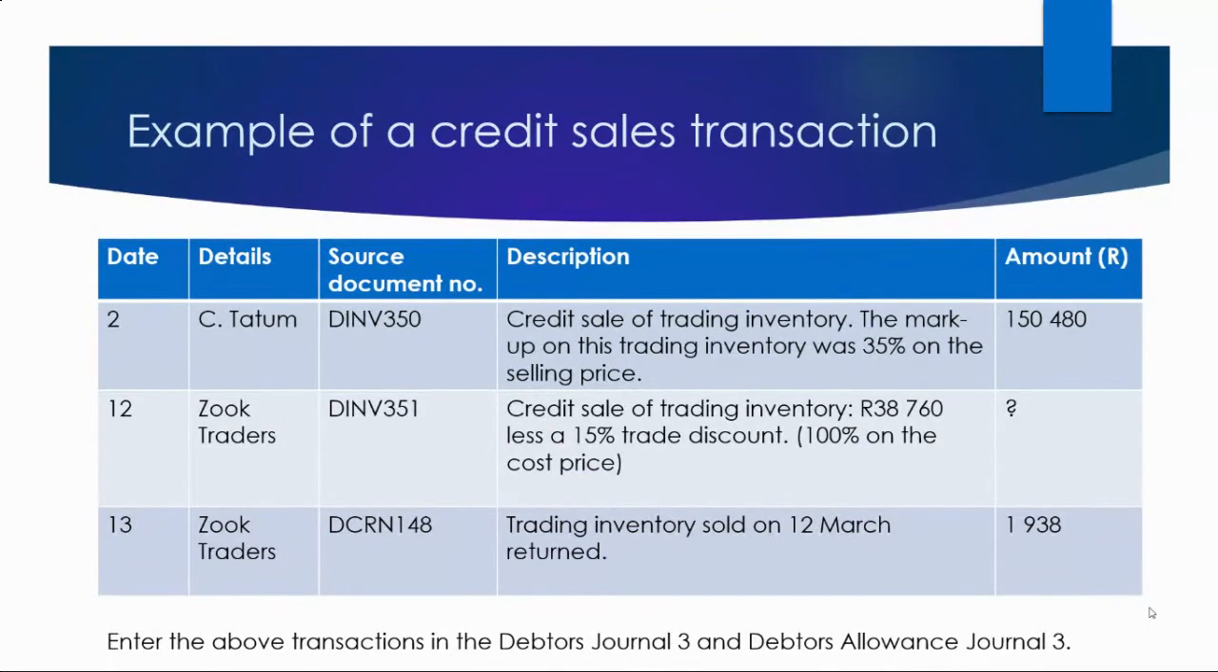And then the last one is trading inventory sold on 12th March. That was sold on the 12th of March and was returned. So a portion of that was returned. I want you to take a screenshot of this slide so that when I move on to the next one, you have the information available in front of you.